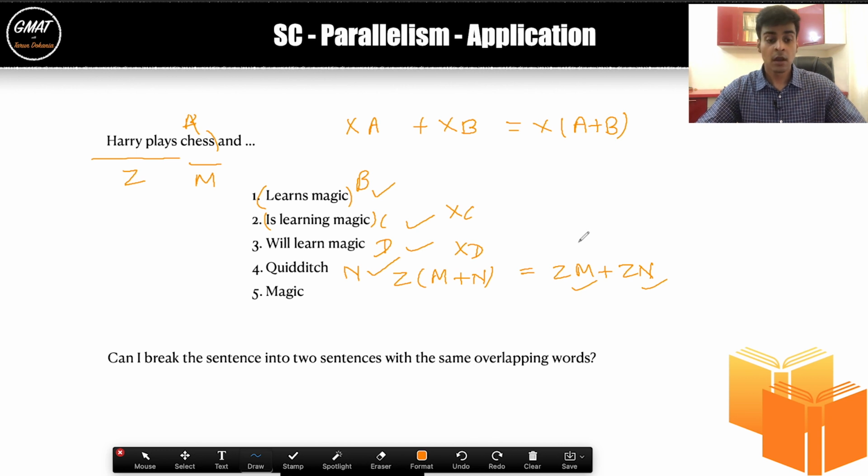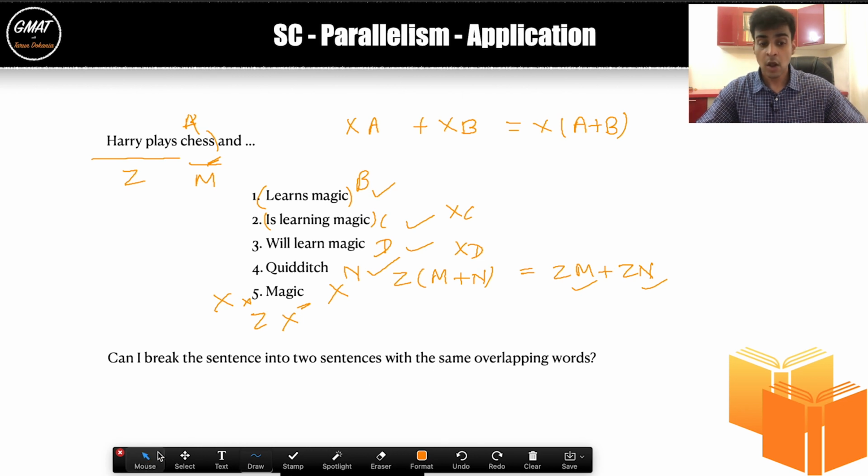Finally, can I, in any form, make this parallel? Even though I have just a noun here and just a noun here, I can't. Because if I break it as Z, Harry plays magic would not make sense. If I break it as just from Harry, it wouldn't make sense because then Harry magic would not be a complete sentence. In both those cases, the sentence would not fit, and this is what is incorrect. The rest all of them are correct.